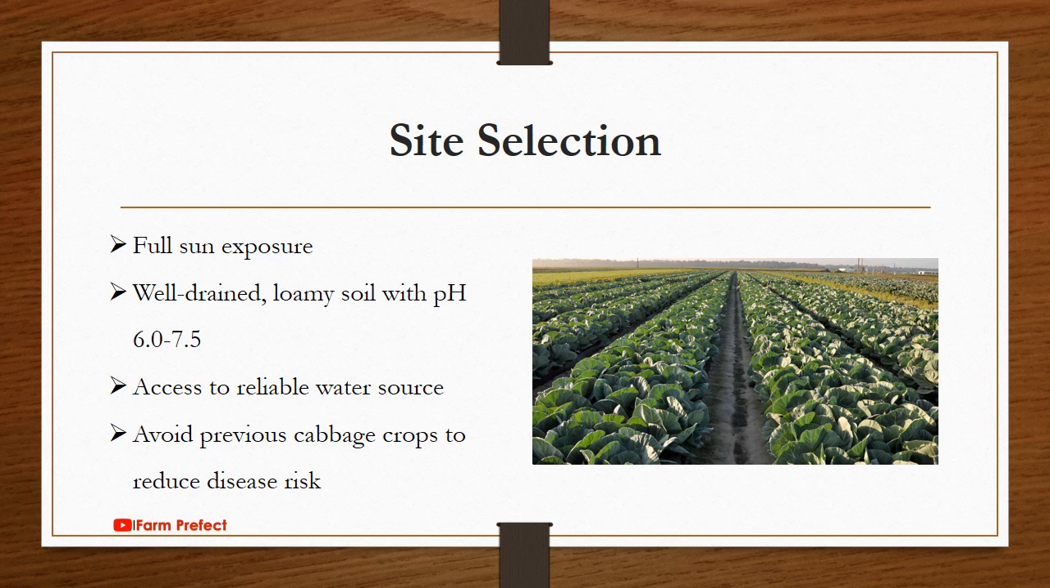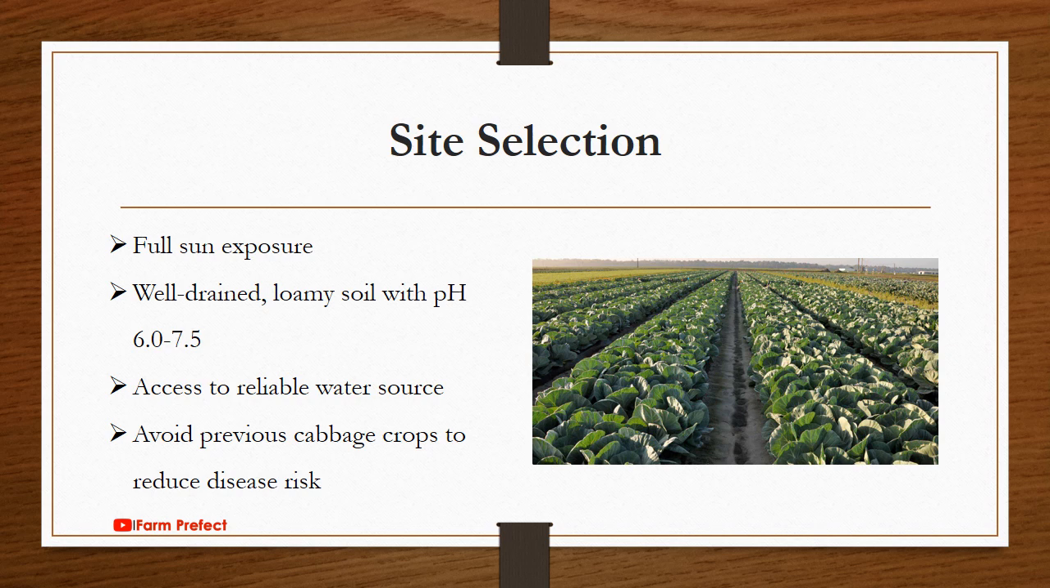The site should have full sunlight exposure. So in situations where you have trees providing shade, you want to trim them and make sure that the land is fully exposed to sunlight.